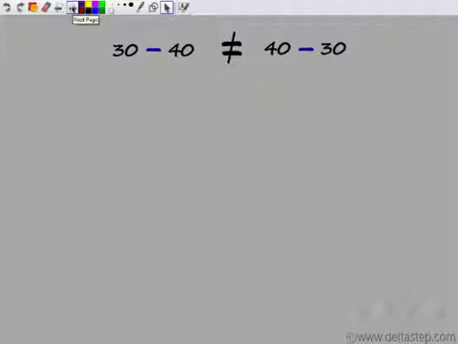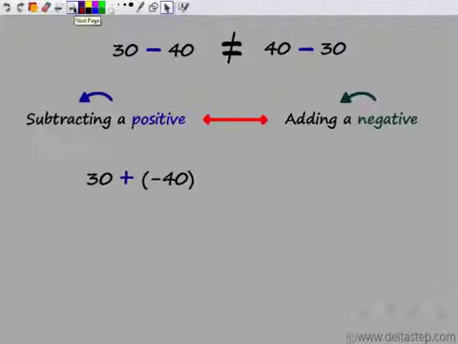But I know that subtraction of a positive number is same as adding a negative number. Subtracting a positive is same as adding a negative. So rather than writing 30 minus 40, I change it to adding a negative, plus, and I change this positive number to negative, that is plus minus 40. So I get 30 plus negative 40. So this is what I get.